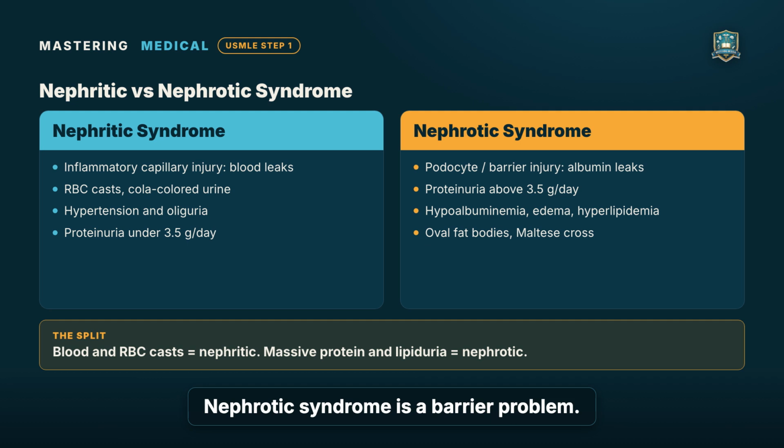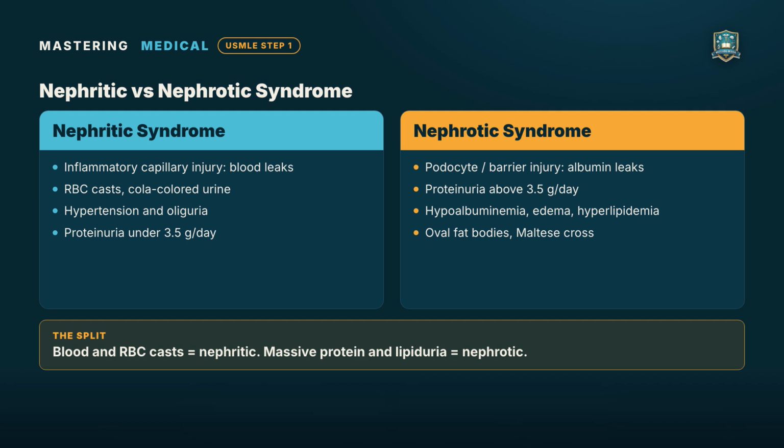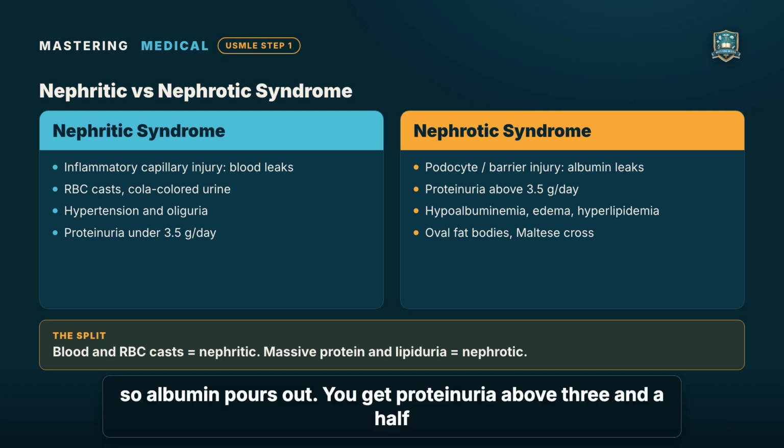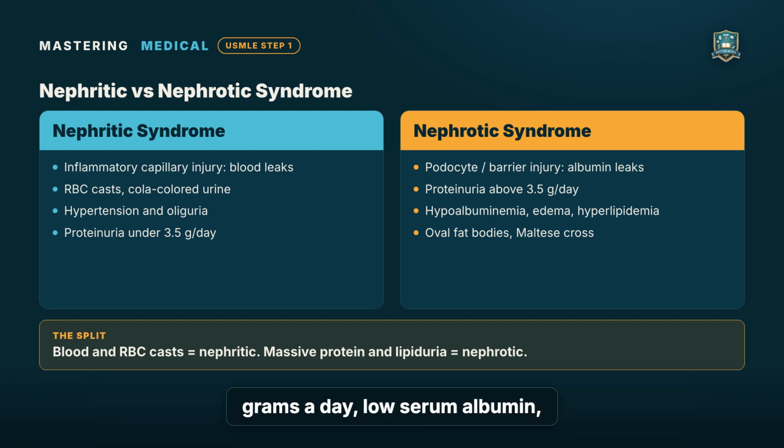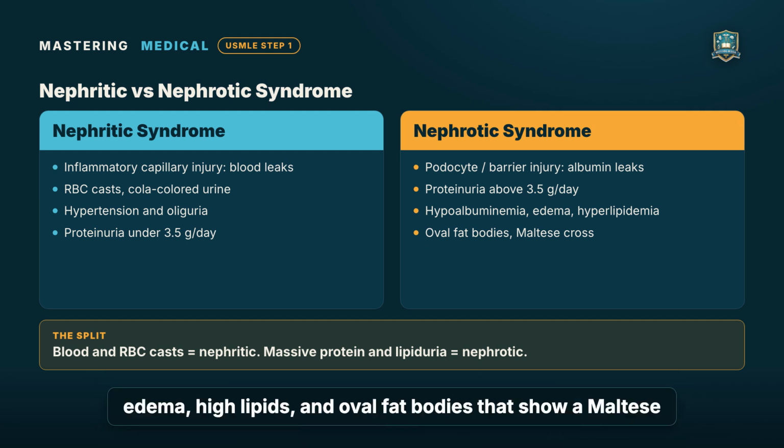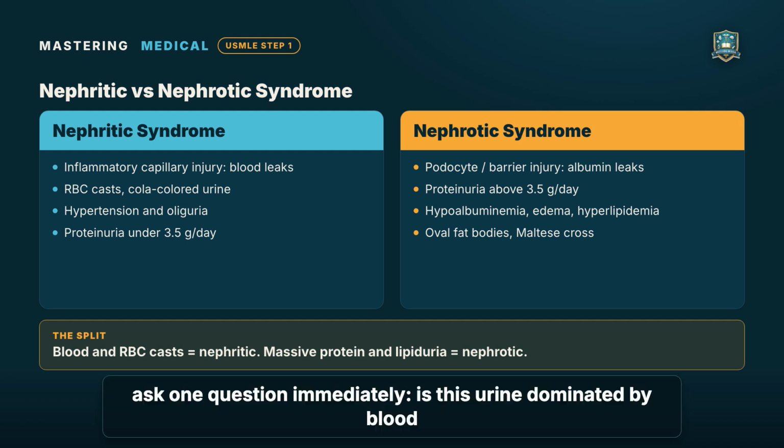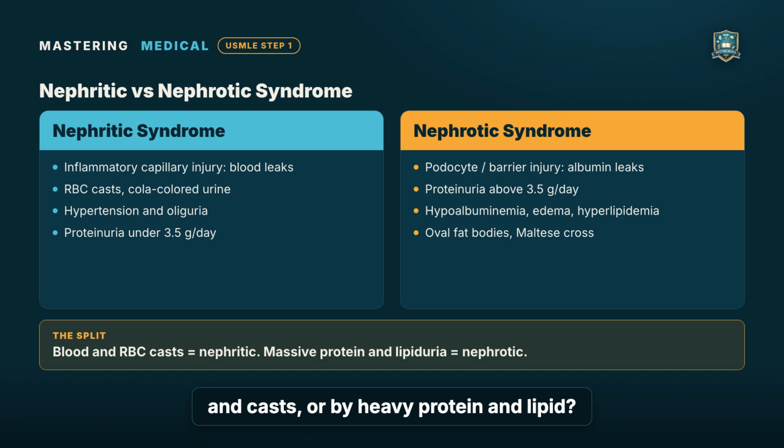Nephrotic syndrome is a barrier problem. The podocytes or the filtration barrier fail, so albumin pours out. You get proteinuria above 3.5 grams a day, low serum albumin, edema, high lipids, and oval fat bodies that show a Maltese cross under polarized light. So the moment edema appears, ask one question immediately. Is this urine dominated by blood and casts, or by heavy protein and lipid? That single fork organizes everything that follows.